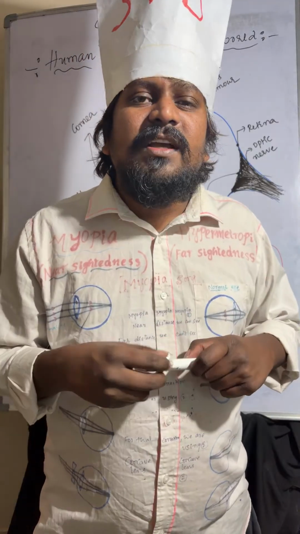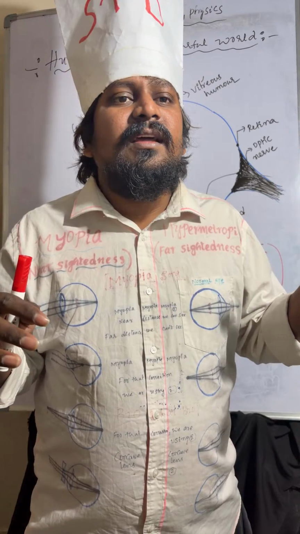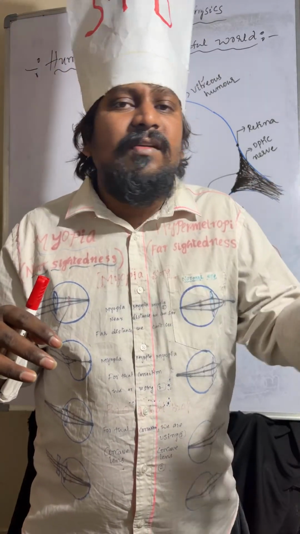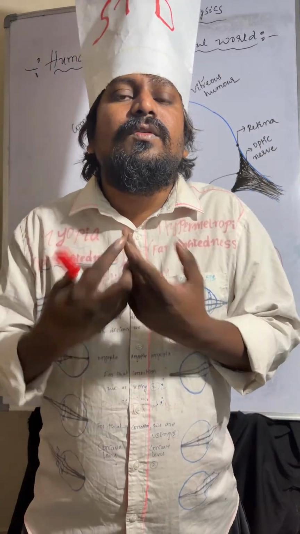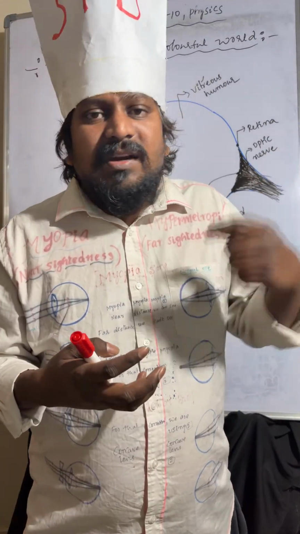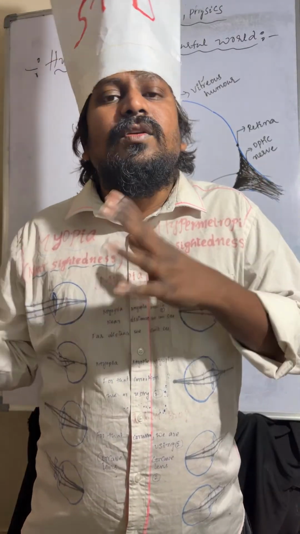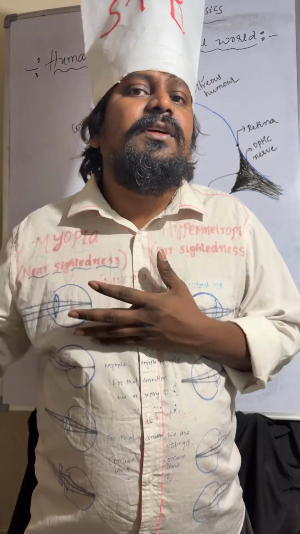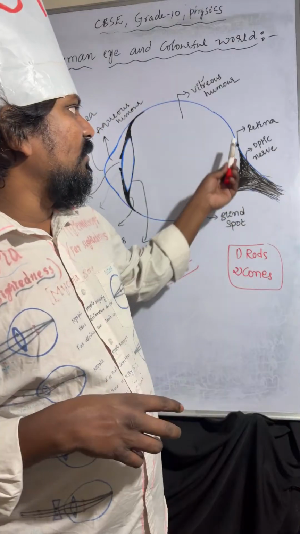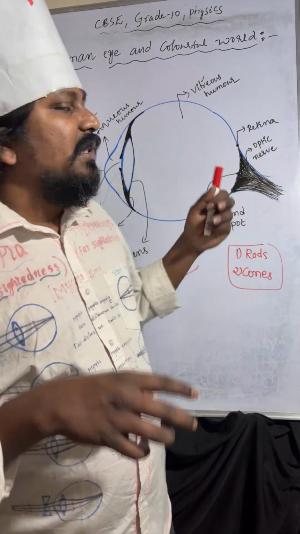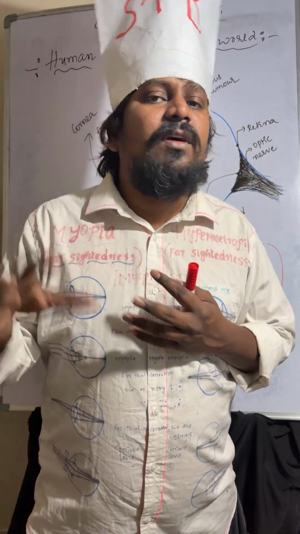So what type of image will form at the retina? The image formed at the retina is real and inverted, and that too a 2D image. That will be converted into the form of an electrical signal and passed to the brain through the optic nerve.